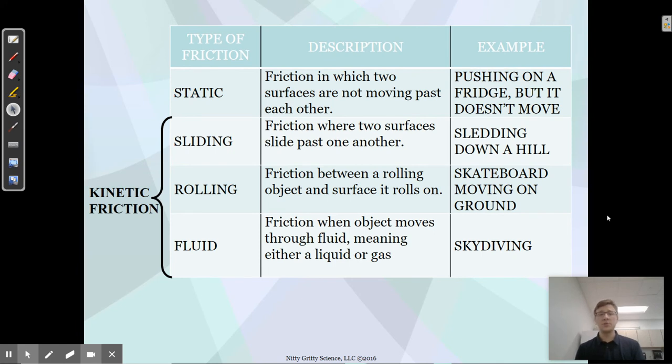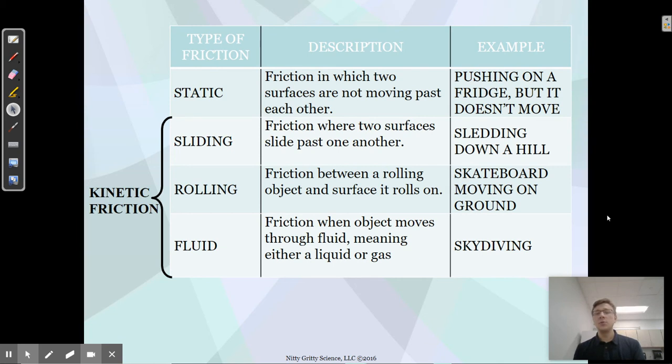Now, rolling friction is similar, but it just is something that's rolling like a wheel. So a skateboard that's moving on the ground, right? So again, you might think maybe a skateboard on, say, a gym floor would probably move pretty well. You could probably kick off and roll for a while versus skateboard on some hard concrete or something, more friction, it'll slow down quicker.